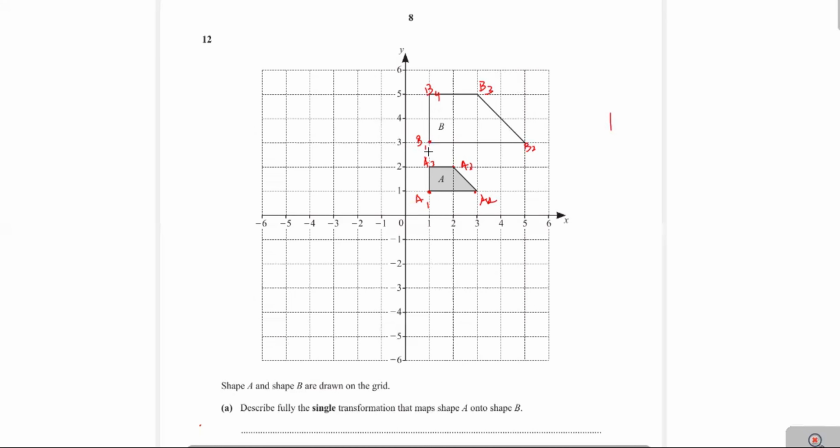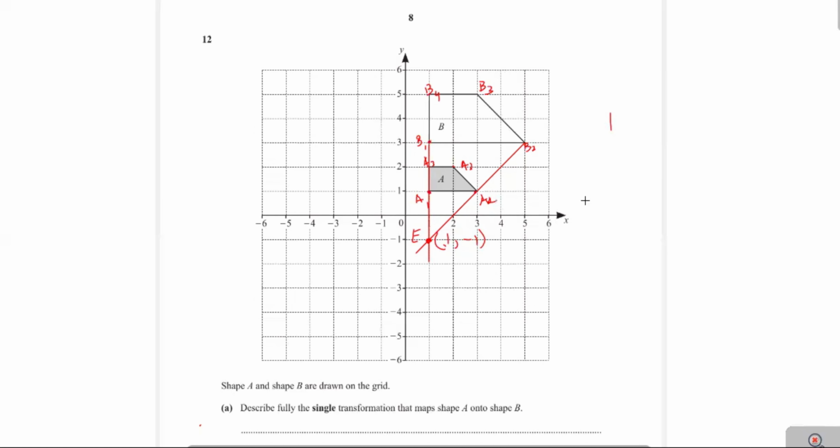Here, firstly, we join B1 to A1 and we extend these points. And same here, B2 to A2, when we join and extend it. Where these 2 lines intersect, this is the center of enlargement. Now we name it as E, and this point is (1, -1).